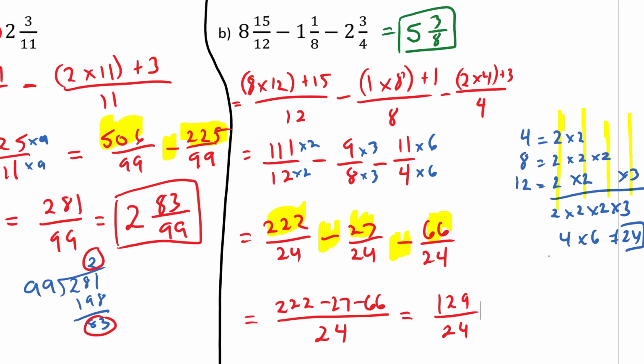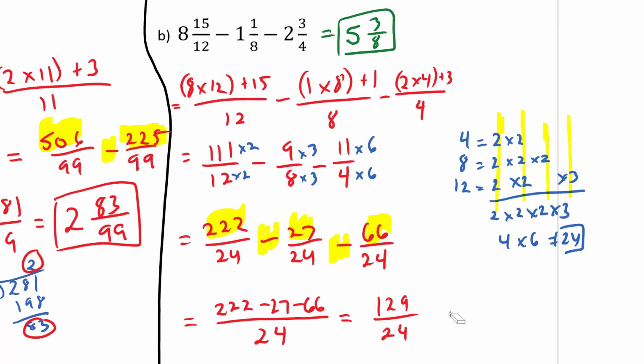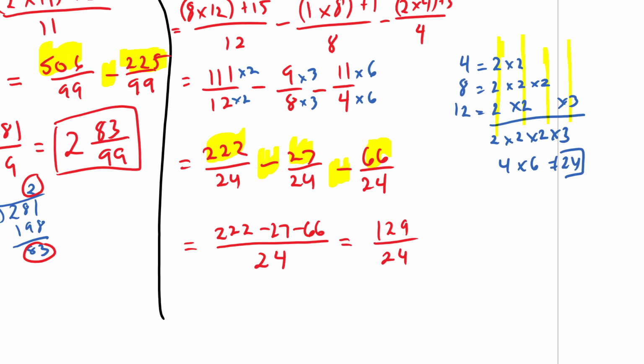Running out of space here, my apologies. We must now convert 129 over 24 into a mixed number. Let's do some long division on this. We're going to take 129 and see how many times 24 goes into that. Goes in 5 times. 120, right? 10 times 24 is going to be 240. 5 is half of 10, so 120 is half of 240.